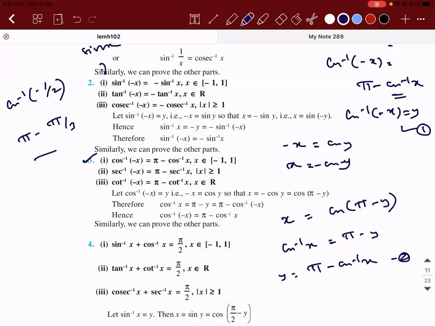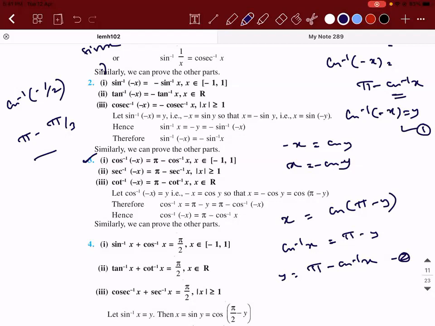Here, if you observe, the domains are with respect to those inverse trigonometric functions only. First, cos inverse of minus x is pi minus cos inverse x. What is the domain? -1 to 1. That is the domain of cos inverse. Secant inverse of minus x is pi minus secant inverse x. Domain is mod x greater than or equal to 1. That is the domain of secant inverse. Cot inverse of minus x is equal to pi minus cot inverse x. Here the domain belongs to real numbers.